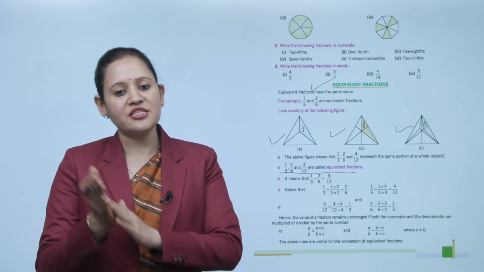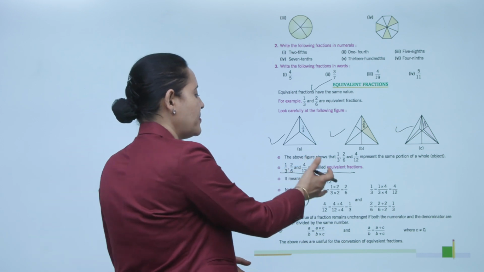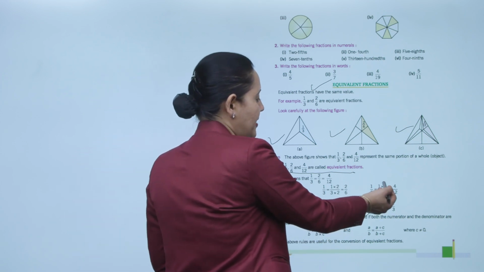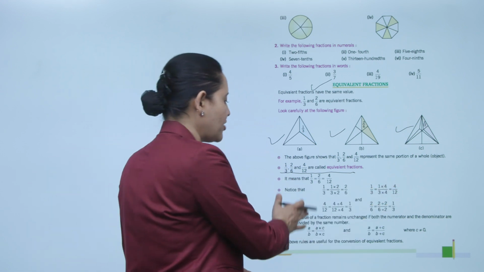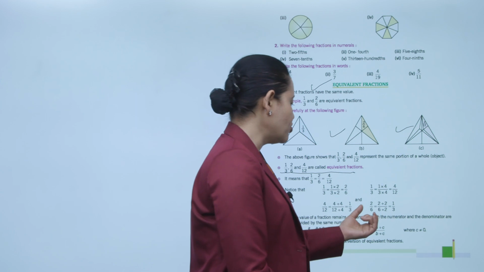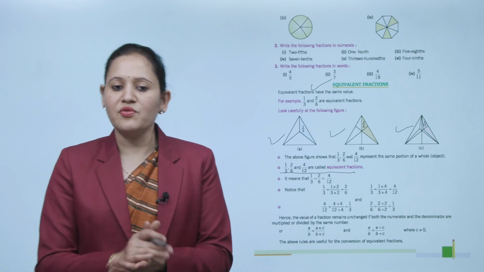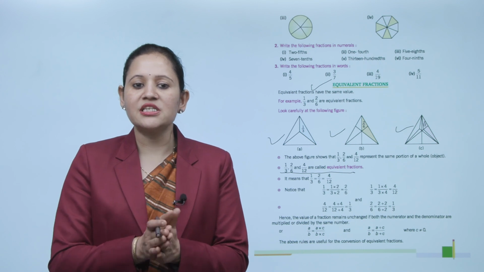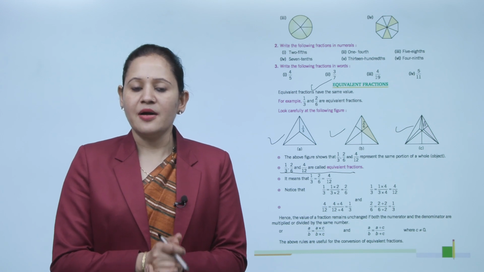It means that 1 by 3 equals 2 by 6 equals 4 by 12. Notice that in 1 by 3, if we multiply both numerator and denominator by 2, we get 2 by 6. If we multiply both by 4, we get 4 by 12. And in 4 by 12, if both numerator and denominator are divided by 4, we get 1 by 3. And in 2 by 6, dividing both by 2 gives 1 by 3. So all these are equivalent fractions. Hence, the value of a fraction remains unchanged if both the numerator and denominator are multiplied or divided by the same number. A upon B equals A upon B.